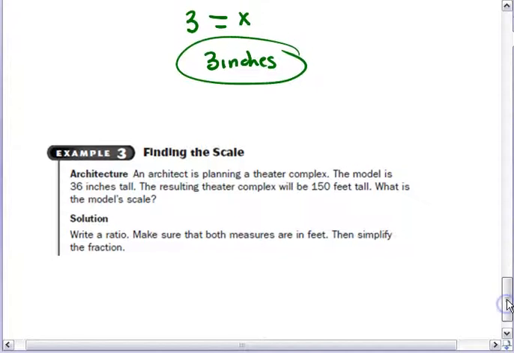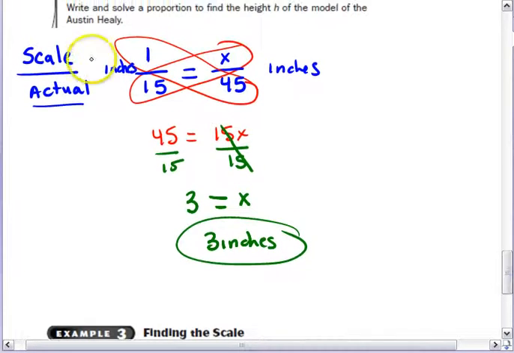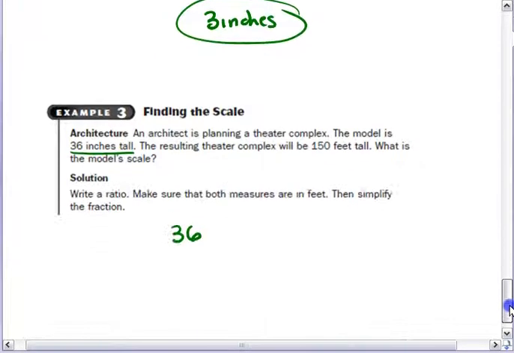Sometimes you're looking for scale. An architect is planning a theater complex. The model that he's created is 36 inches tall. So remember, we're going to use scale, so that would be the model, over actual. So I'm going to start with 36 inches. The resulting theater, or the actual size, is 150 feet. So, what would be my scale? This is kind of like a unit rate, only on top this time I wanted per inch.